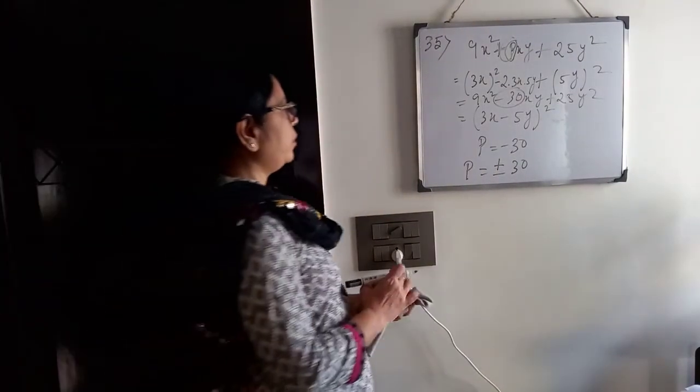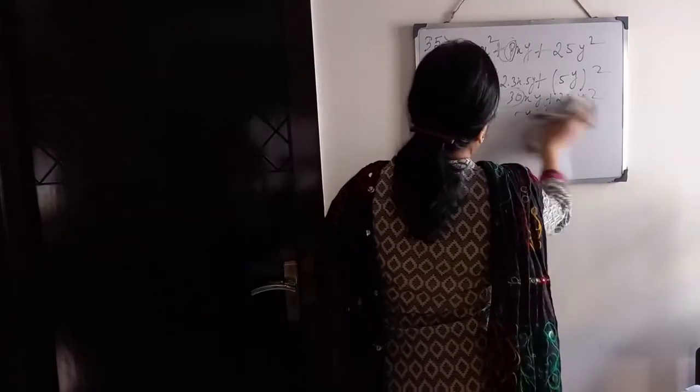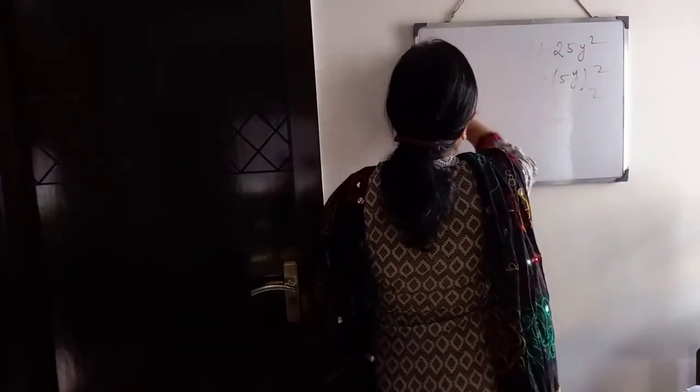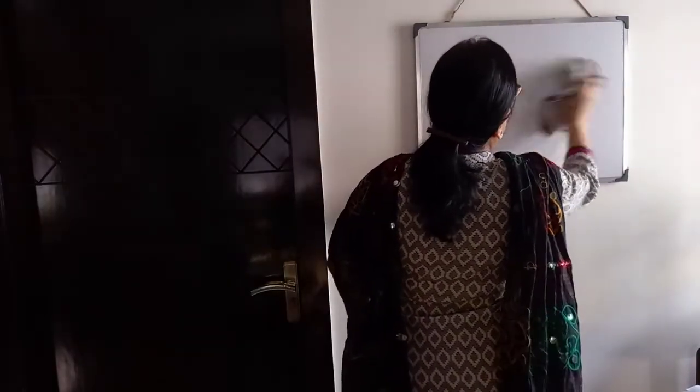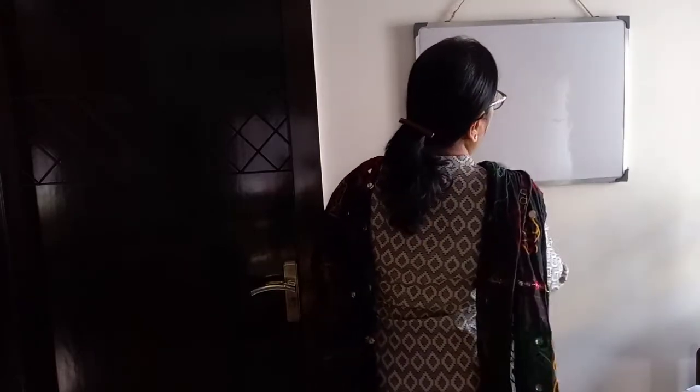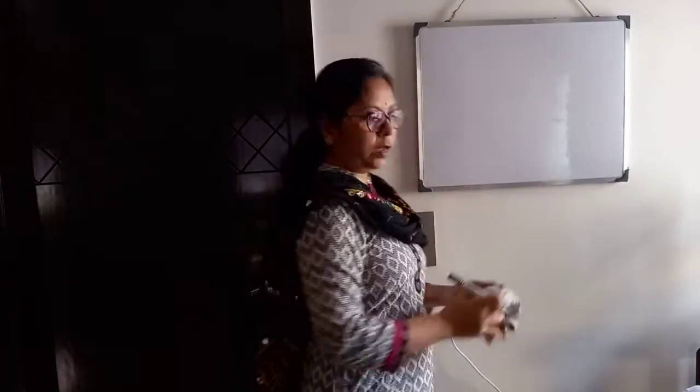It may be positive, it may be negative. So you have to show both forms. Otherwise, you will get half marks if anyone writes in the exam that the value of p is plus 30. Then you will not get full marks.